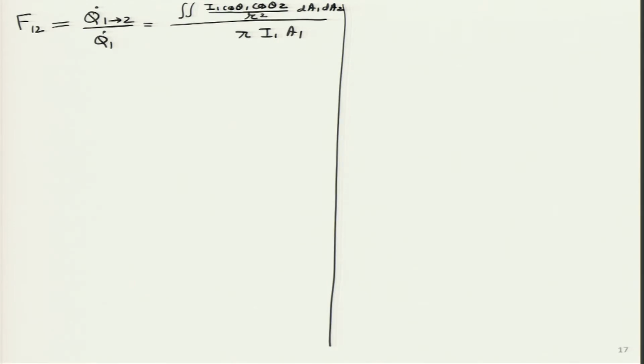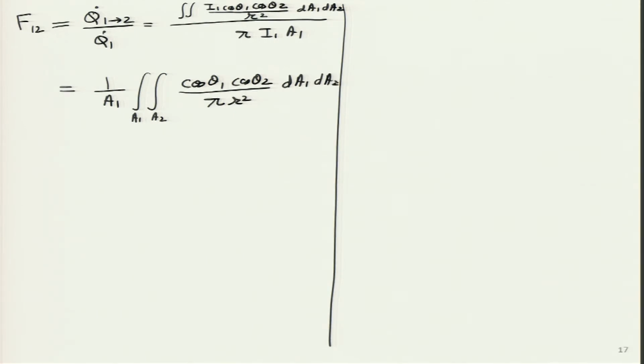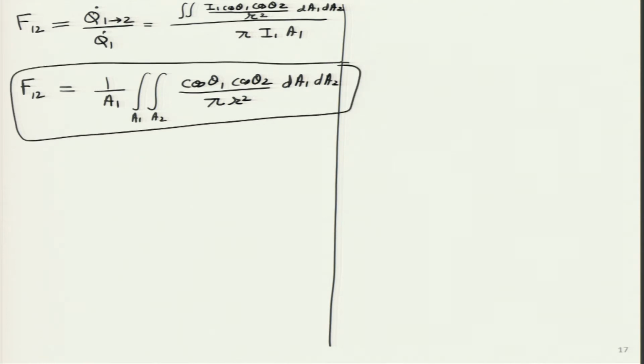So, the I1 intensity term will get cancelled out on both the numerator and denominator, and what I will get is a term like this, 1 by A1 integration over A1 A2, and the expression is cos theta 1 cos theta 2 divided by pi r square dA1 dA2. Do not be afraid of this long expression, because very soon we will find very simple ways in which we can find the value of F12. So, everything on the right hand side is equal to the expression F12.